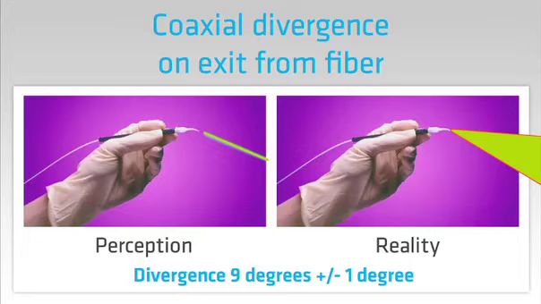You may think that the beam travels from the tip only in one forward direction, but in reality the beam spreads out in the shape of a cone with a divergence angle of about 9 degrees from the center, or 20 degrees altogether. Because of this divergence, the further away we are from the tissue, the less intense the beam.